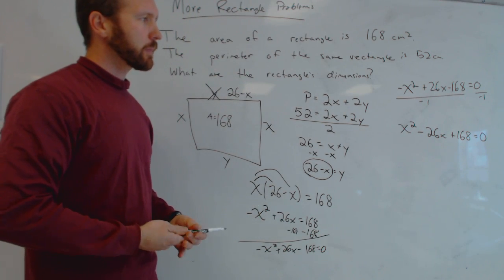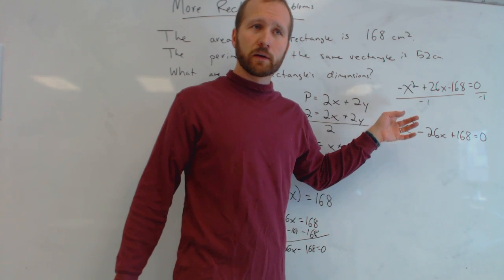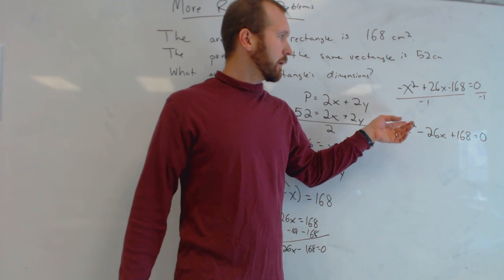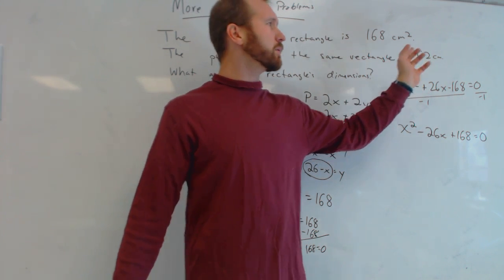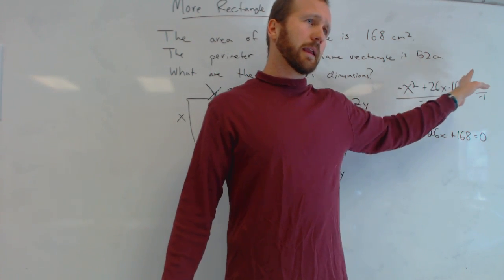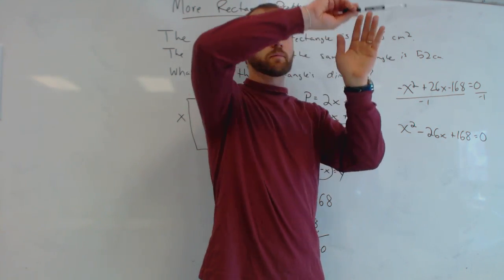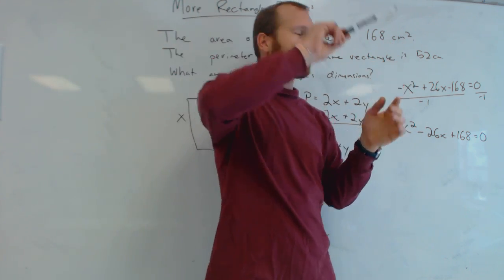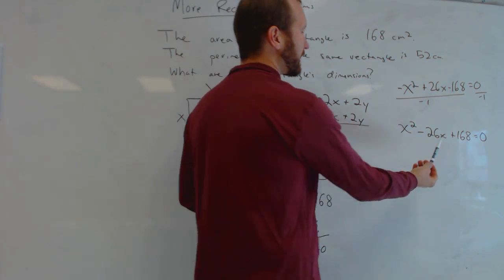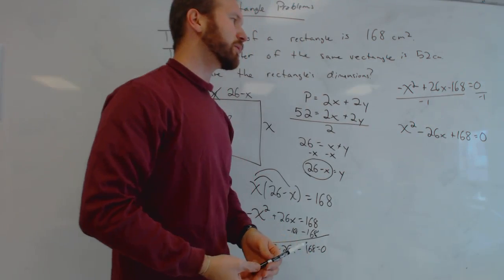But if it didn't equal 0, I couldn't do this, right? If it didn't equal 0, I can't just get rid of the negative 1. So when it equals y, I can't get rid of the negatives. And that's why, remember, when x squared was negative, the parabolas were upside down like this. All right, so now I have to try to think of factors of 168 that add up to negative 26.